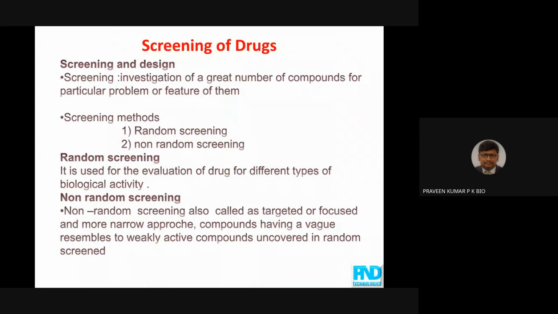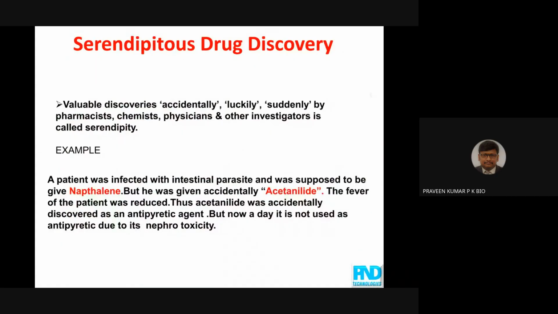Generally, if you go with the screening of drugs, we have random screening. We can randomly screen whatever we want. But generally in structure based drug design, we go with non-random screening. There are also drugs discovered accidentally. The examples are provided. The drug acetonide is generally used for treatment of some other disease, but fortunately, it is treating another disease.